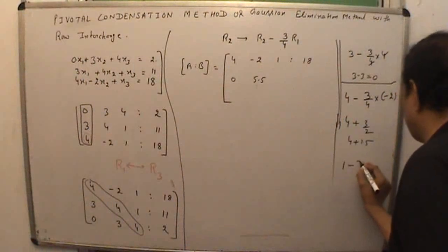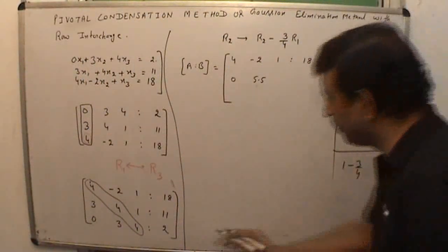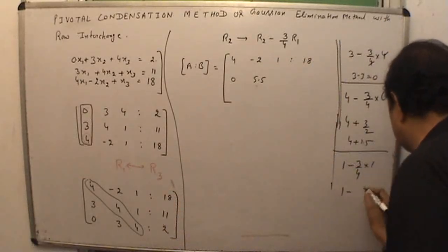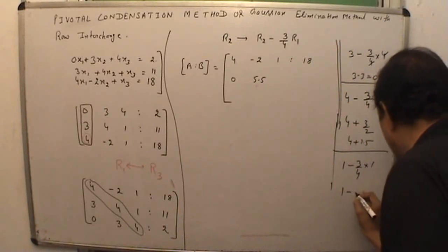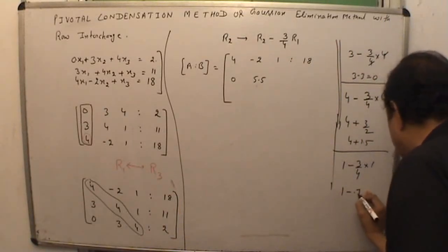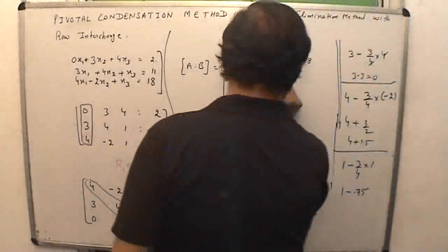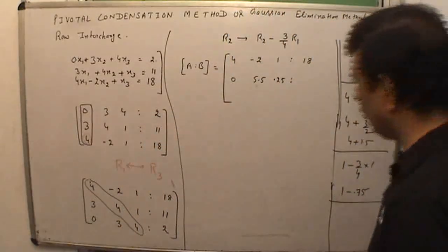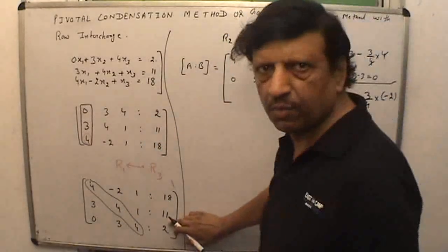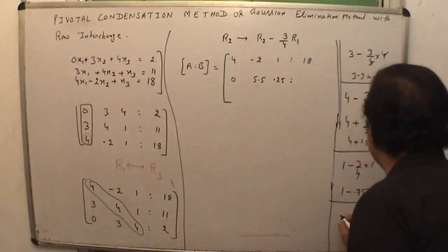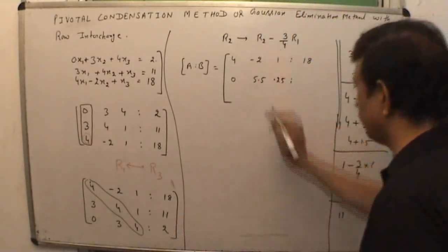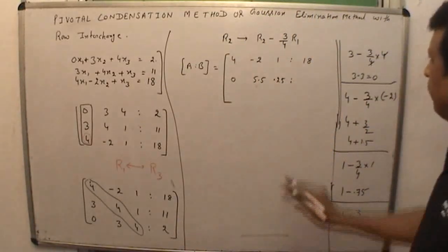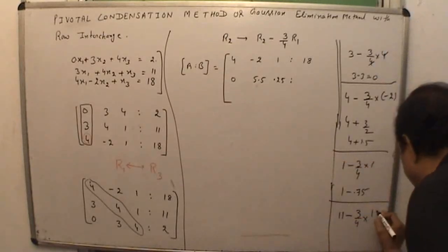R2 becomes 1 minus 3 by 4 into R1, again 1, that is 1 minus 0.75, that is equal to 0.25. The fourth element will also follow the same rule, that is 11: R2, 11 minus 3 by 4 into R1. R1 is 18.